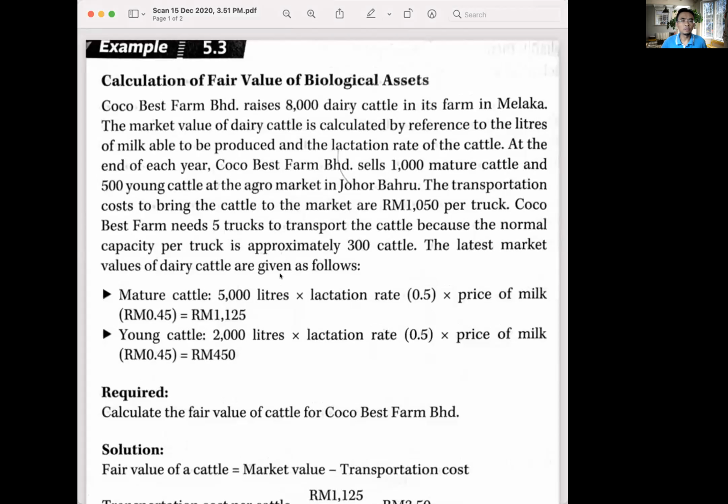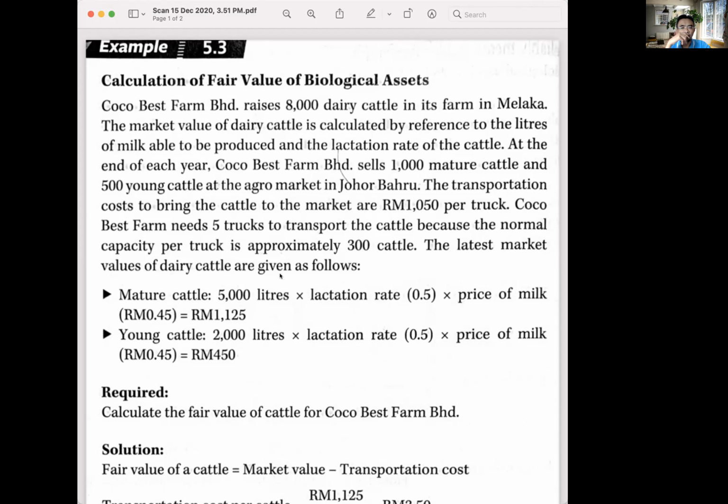Okay, example 5.3, calculation of fair value of biological assets. Cocoa Best Farm Berhad raises 8,000 dairy cattle in its farm in Melaka, and the market value of dairy cattle is calculated by reference to the liters of milk able to be produced and the lactation rate of the cattle. So this is how the industry calculates the fair value, by using the liters of milk that each cattle is able to produce and the lactation rate of the cattle.